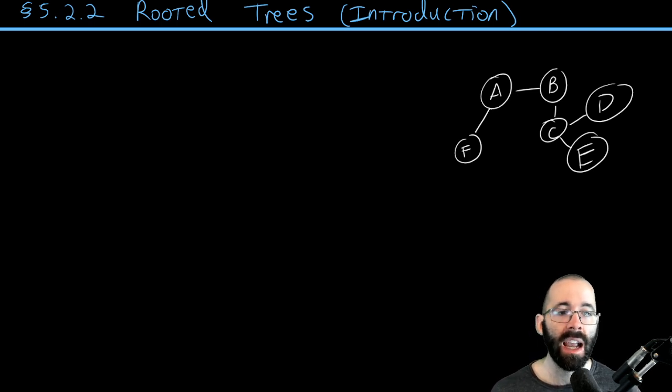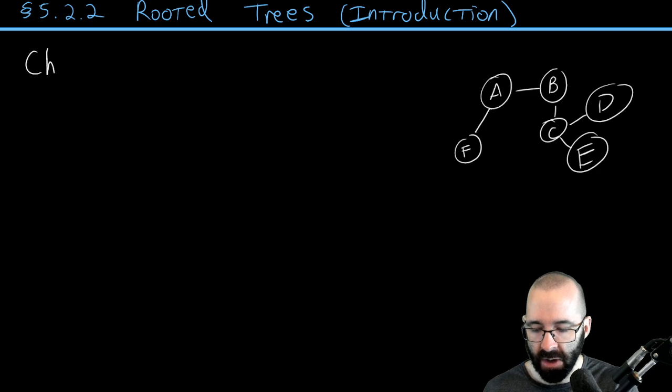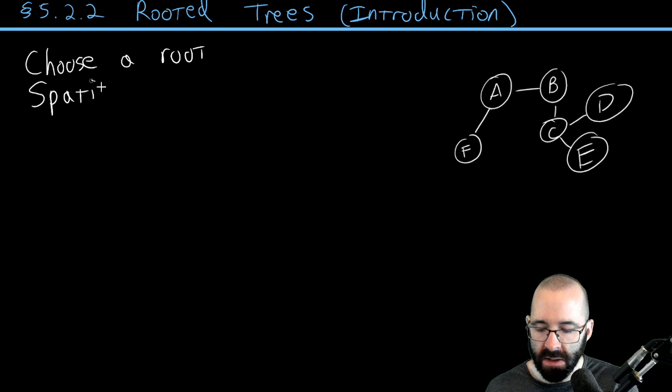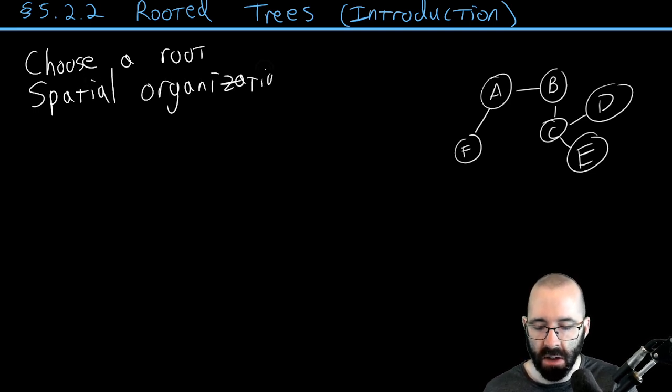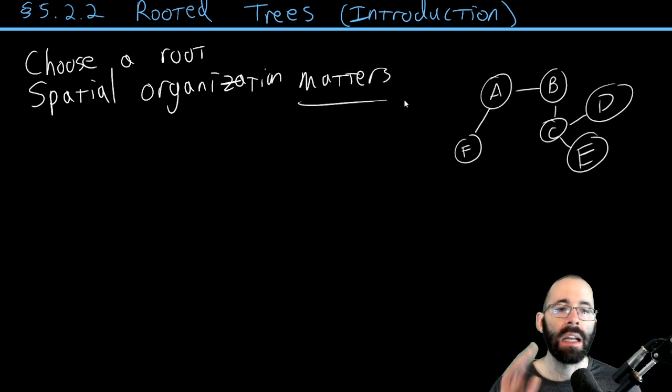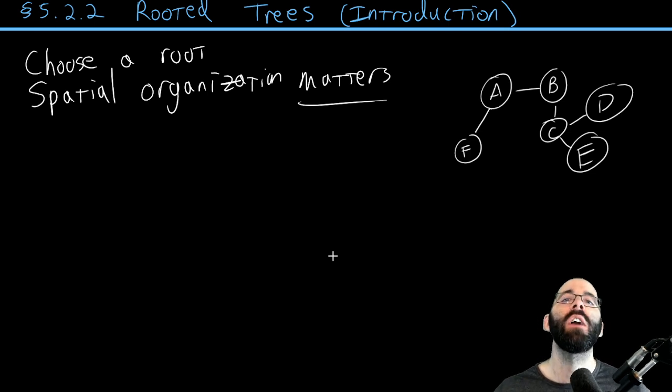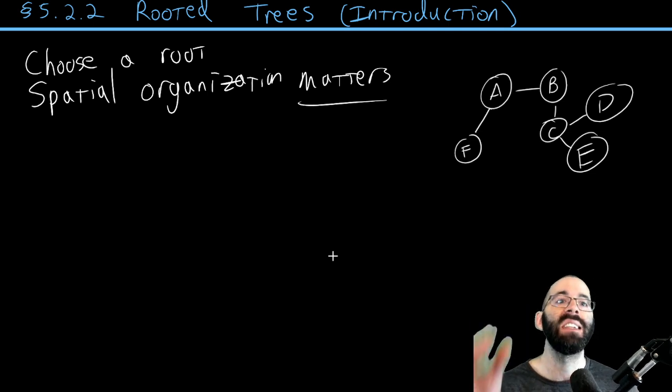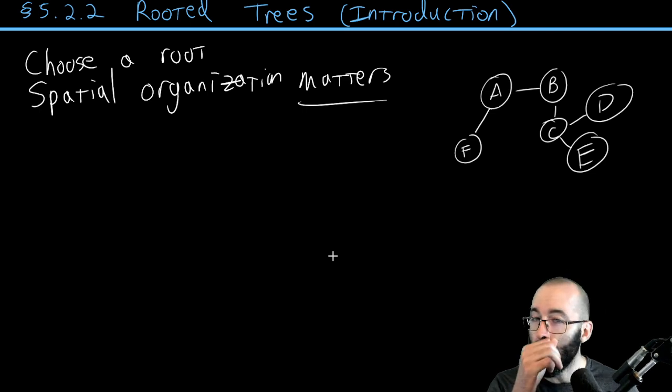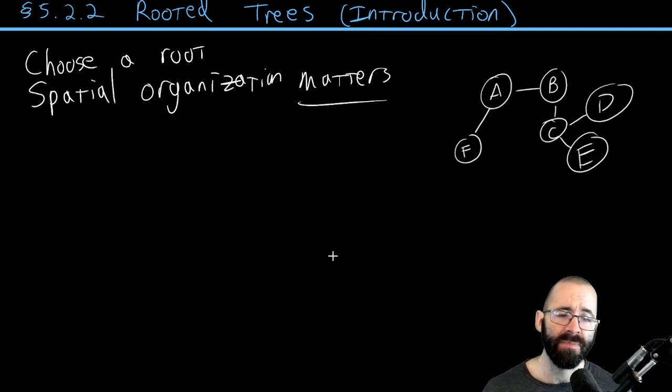Basically, we just choose a root. Here, there's two things, right? We choose a root, and here for rooted trees, spatial organization matters. One of the big things we said for graphs is that it doesn't matter how you draw this. It doesn't matter where things are. For rooted trees, it does. Absolutely. This is kind of the rare exception, and it's nice. It gives them a little added structure of location. So for rooted trees, the spatial organization is going to matter.